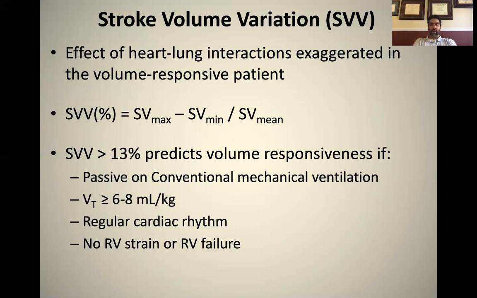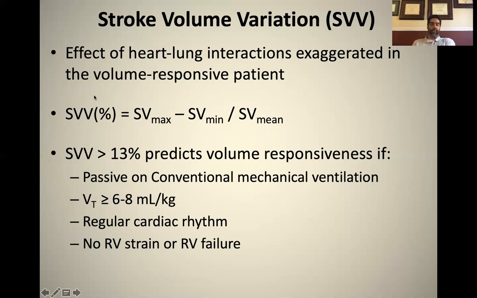In patients who are volume responsive, pleural pressure changes that come from breathing in and out will cause significant changes in your stroke volume. That's called stroke volume variation. The way you calculate it is you measure the maximum stroke volume and the minimum stroke volume, and depending on whether the patient is on the vent or not, that will be in inspiration or expiration, but you want to measure both, get the difference between the two and divide by the mathematical mean of the two. That will give you your stroke volume variation.